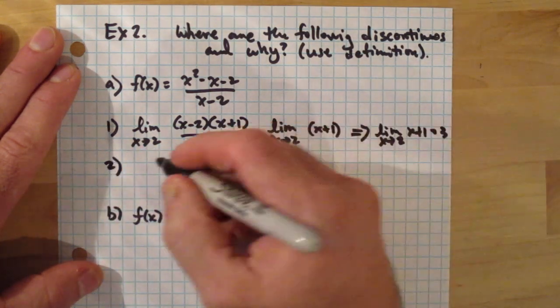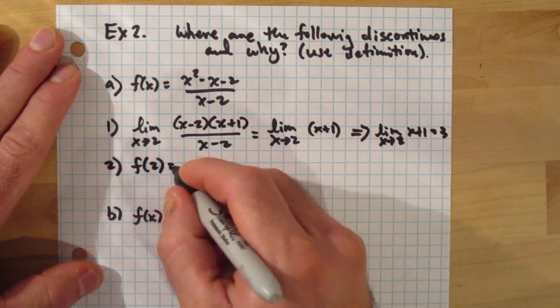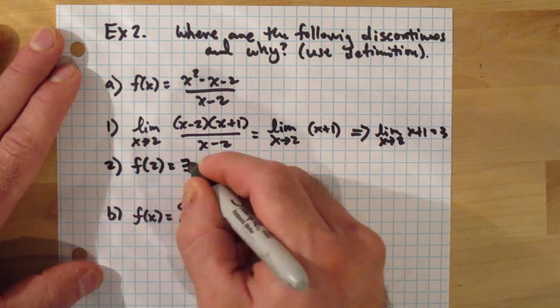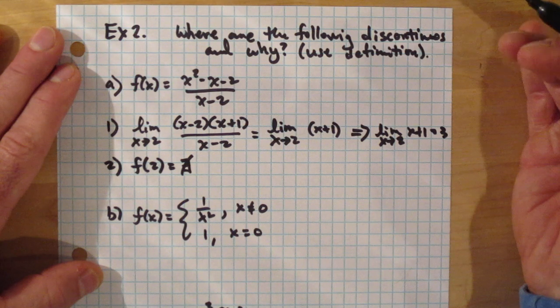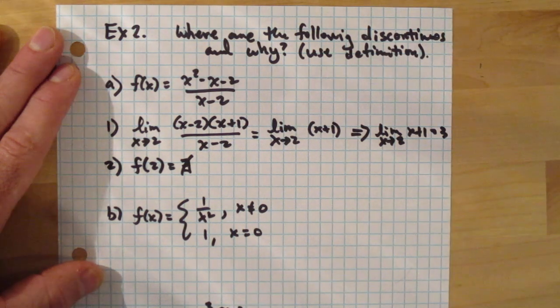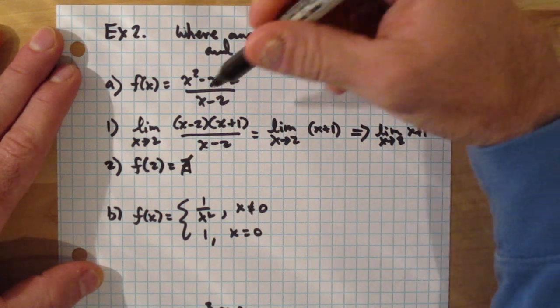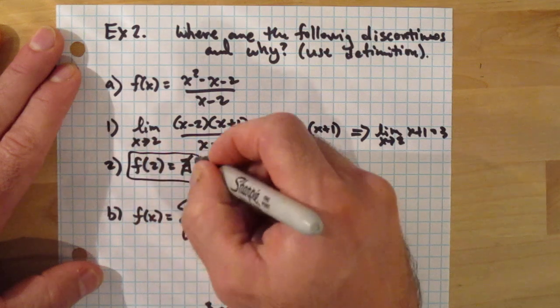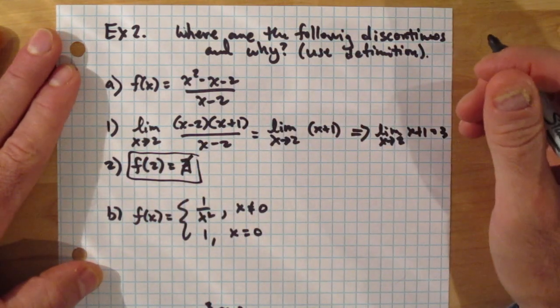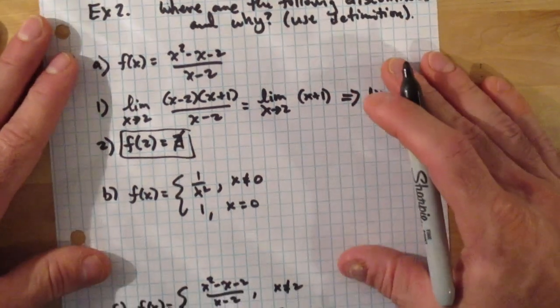Second item would be, well, what is f of 2? And in this case, f of 2 doesn't exist, right? If I plug in a 2 for this, I get 0 over 0. It doesn't exist. Therefore, the function is discontinuous here because f of 2 doesn't exist. Infraction of the second part. All right, so moving on to the second example.